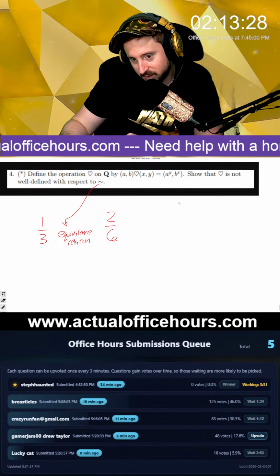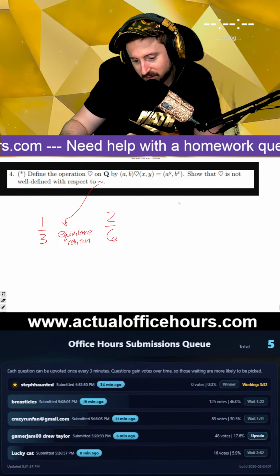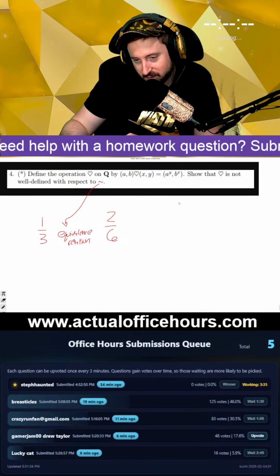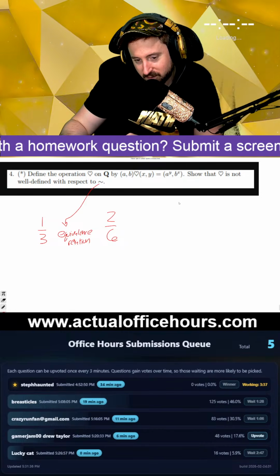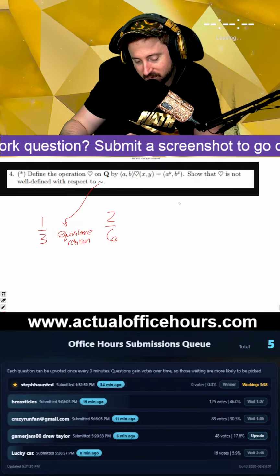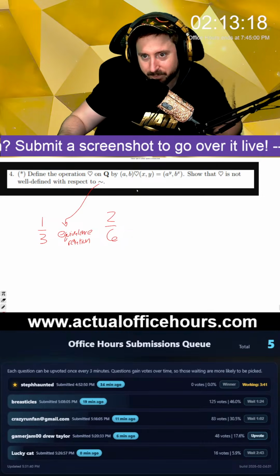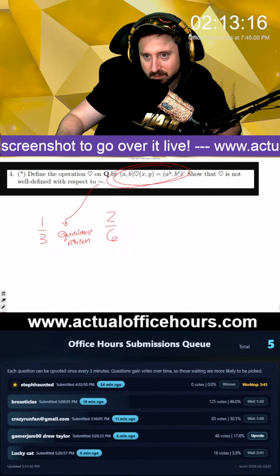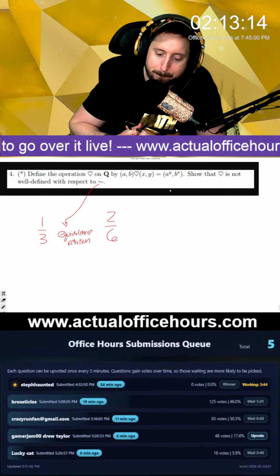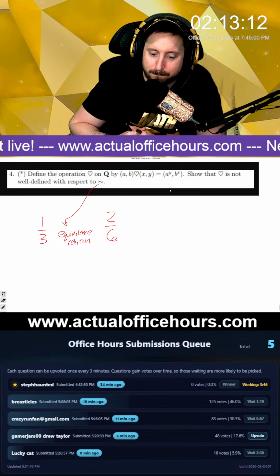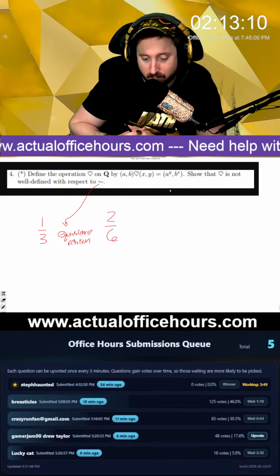So I think what it's asking is, if it's not well defined with respect to that, you would basically have to prove that under that operation, it doesn't obey that equivalence relation using those pairs, if I'm not incorrect.